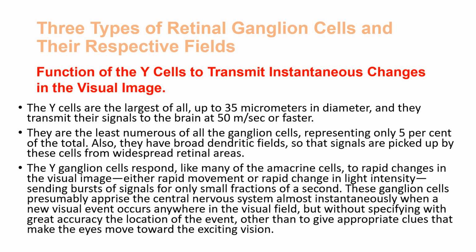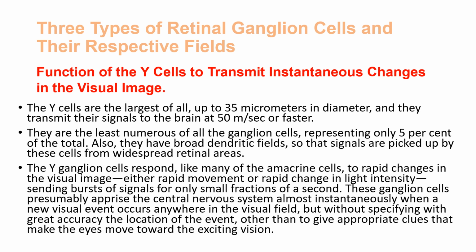Function of the Y cells to transmit instantaneous changes in the visual image. The Y cells are the largest of all, up to 35 micrometers in diameter, and they transmit their signals to the brain at 50 m/sec or faster. They are the least numerous of all the ganglion cells, representing only 5% of the total. Also, they have broad dendritic fields, so that signals are picked up by these cells from widespread retinal areas.